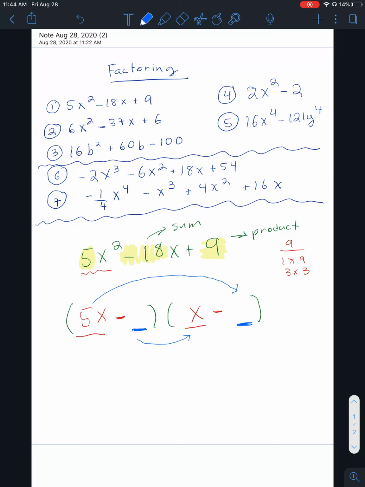So let's say that I put a 3 here. So 5x times negative 3 is negative 15x. And then I know this number has to be a 3 because negative 3 times negative 3 is positive 9.